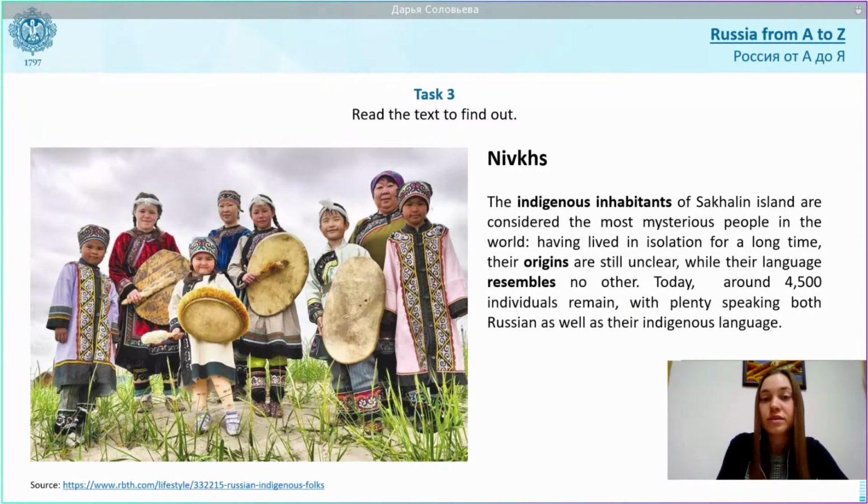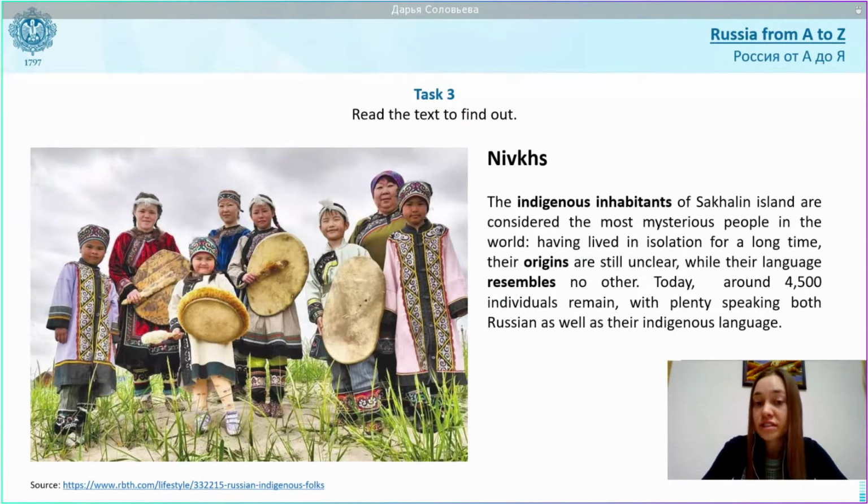So, let's look at the word indigenous. Коренные, indigenous. Indigenous inhabitants. Inhabitants are residents, people who live somewhere. They are inhabitants. Население. Коренное население.